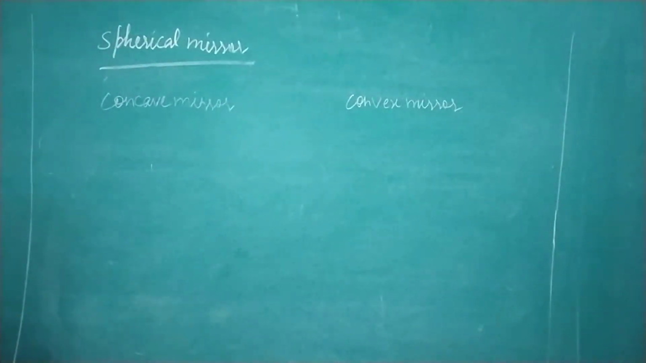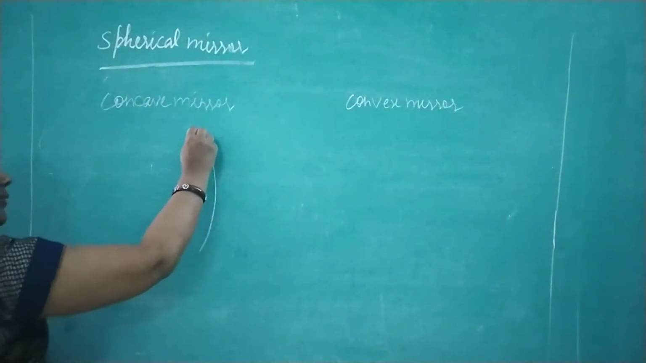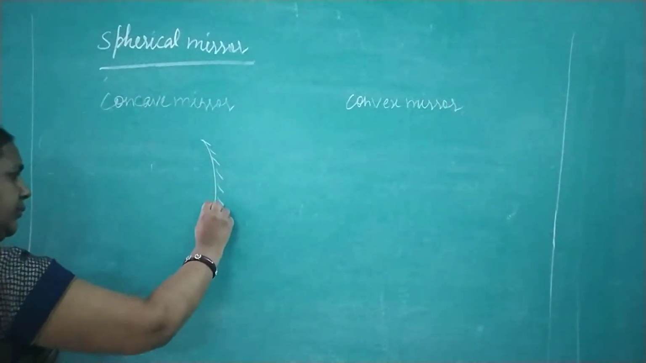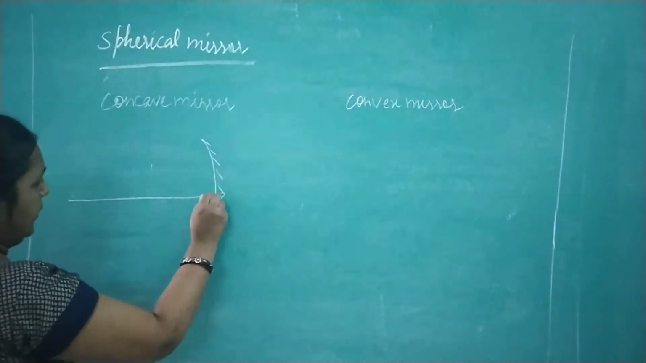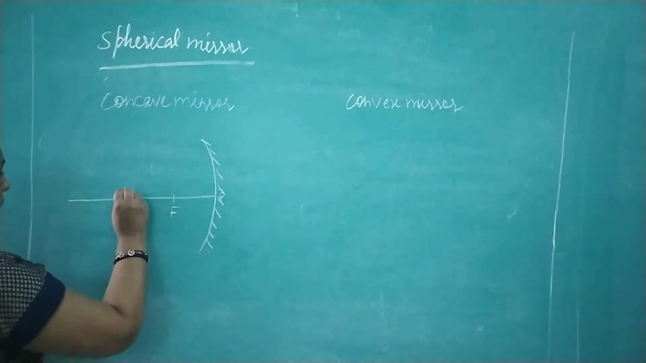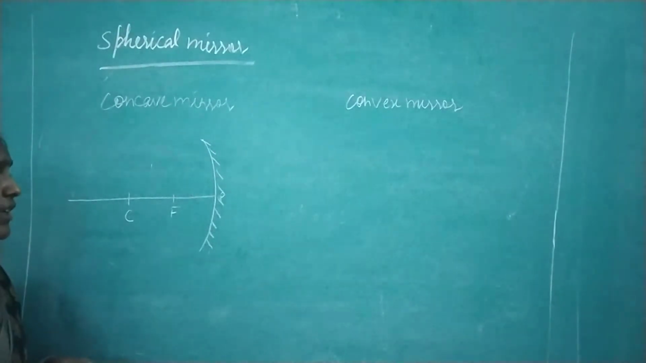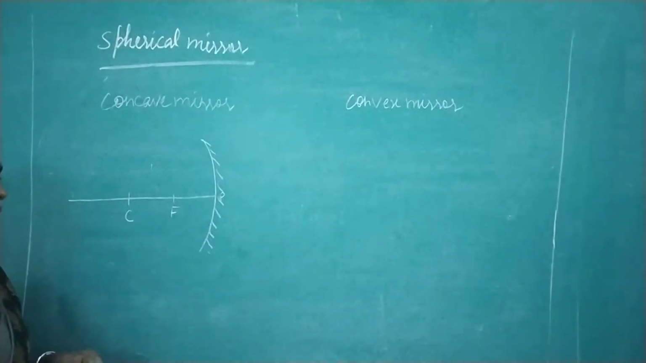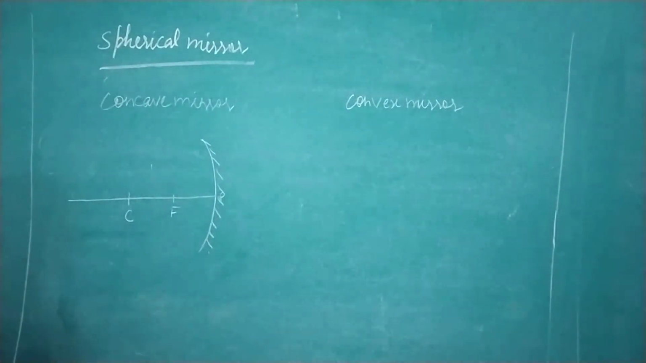We are discussing the nature of these types of mirrors, and first we will discuss a concave mirror. This is your P, this is your F, and this is your C, right? Principal axis. Some of you may have done this activity in your time. You have a mirror and light falls on it.